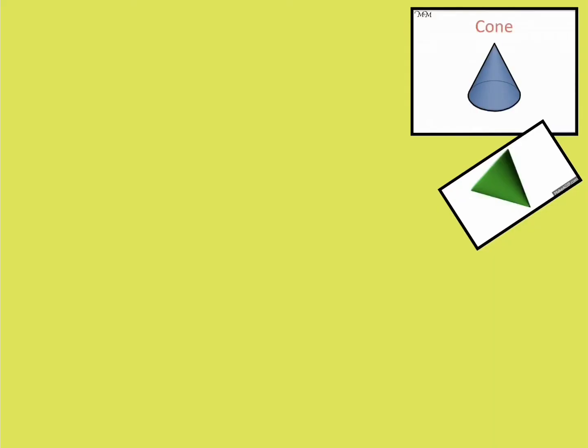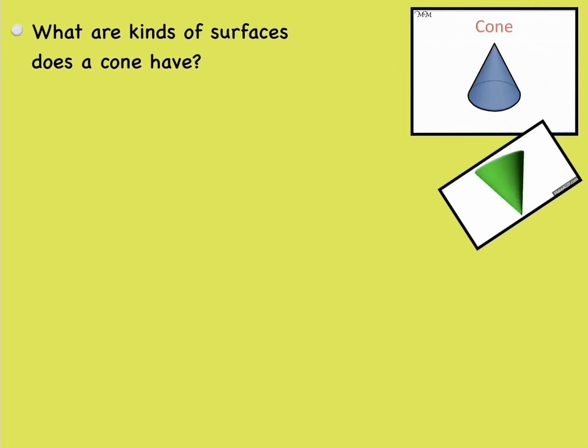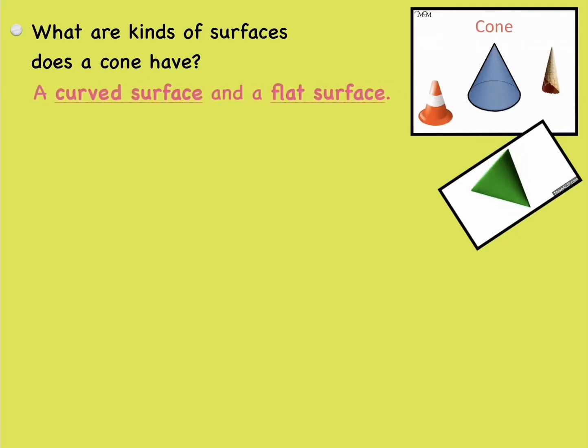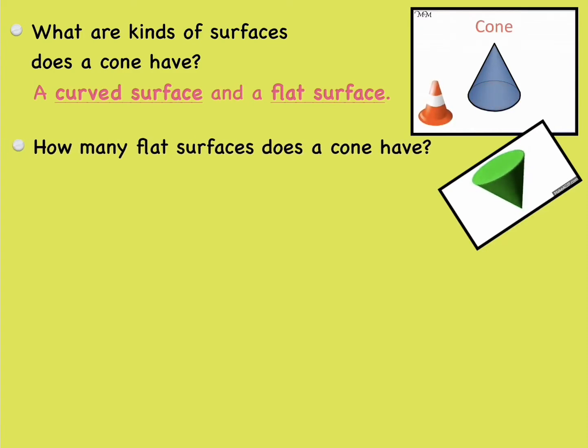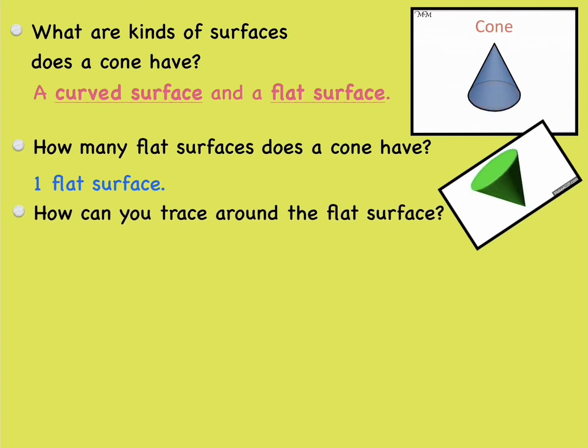Let's start with this shape. Who can tell me what it is? Very good. This is a cone. What other kinds of surfaces does a cone have? A cone has a curved surface and a flat surface. Okay, how many flat surfaces does a cone have? 1 flat surface. Excellent.